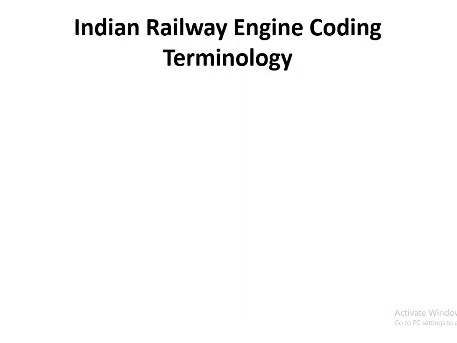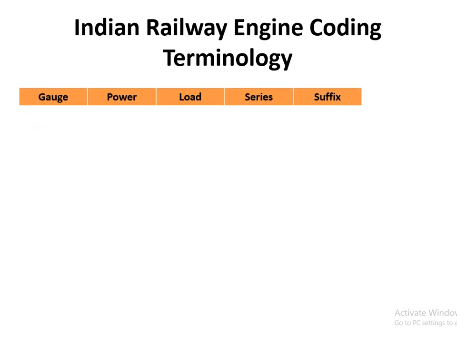So we'll see the Indian Railway engine coding terminology. Were you ever surprised about what the types of engines are, and what numbers and words are written on the engine? After watching this, we'll get the information regarding our Indian Railway coding terminology. The Indian Railway coding terminology consists of five main components: gauge, power, load, series, and suffix.